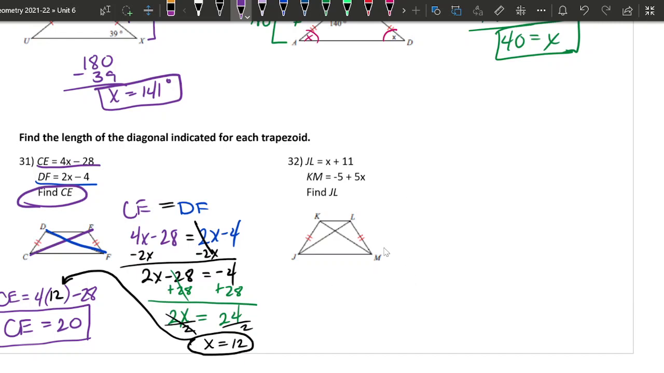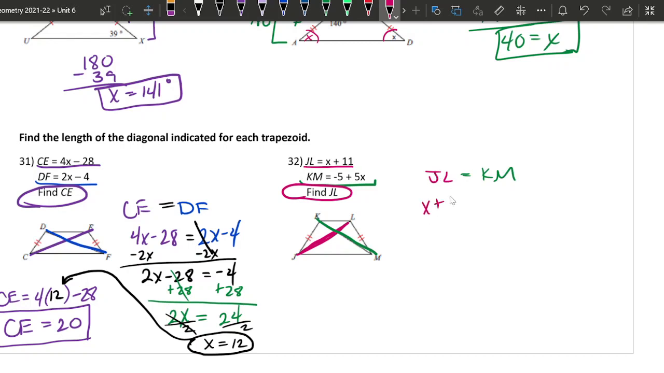Okay. One more of these. Let's see how this one is. I have JL, that piece, and KM is this piece. Oh, this is the exact same kind of problem. It's an isosceles trapezoid, so diagonals are congruent. So JL is going to equal KM. And then I'm going to solve for JL. Or really, it doesn't matter which one I solve for since they're congruent. I just have to solve for one. Don't just stop at x.